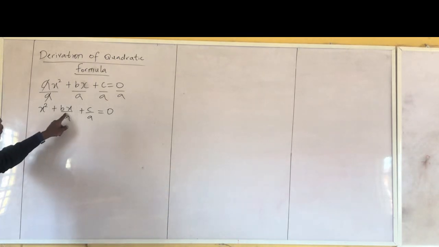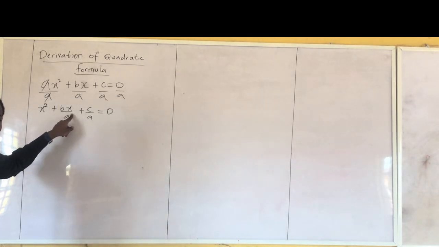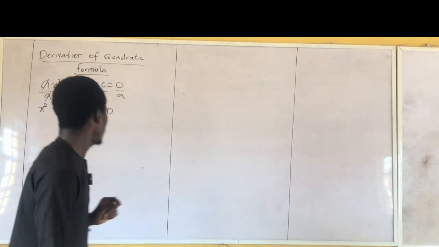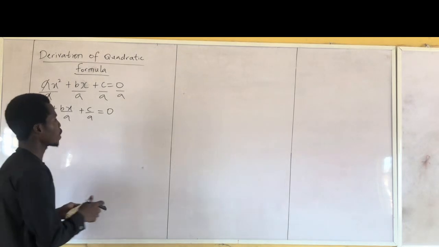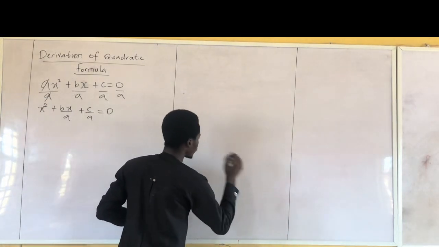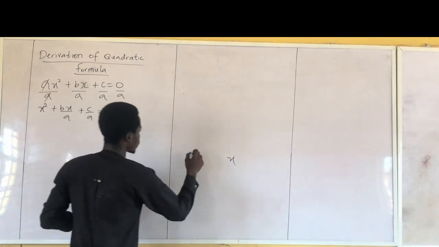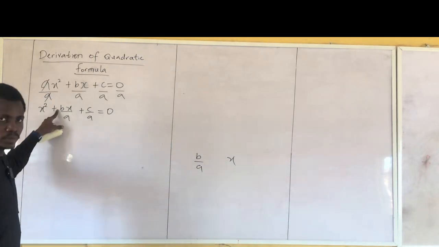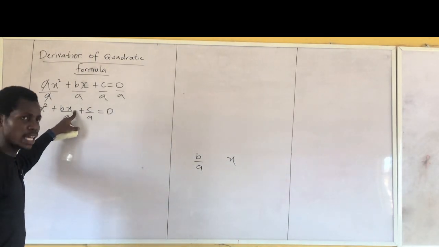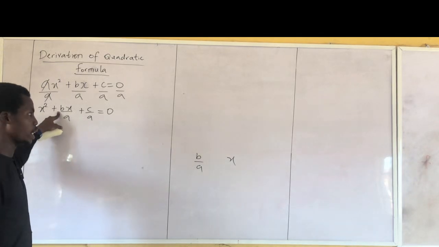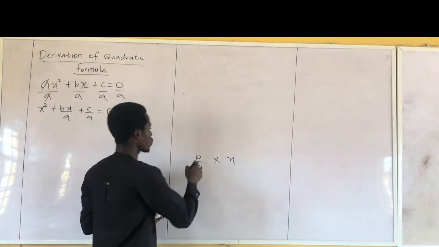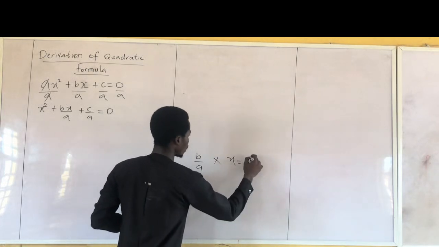But here, what are we going to do to the coefficient of x? We are going to use the completing the square method. Now, how do we do that? Don't forget, the coefficient of x here is not just b, it is b over a. How do I know that? If you do b over a times x, this is going to give you b times x, which is bx over a.